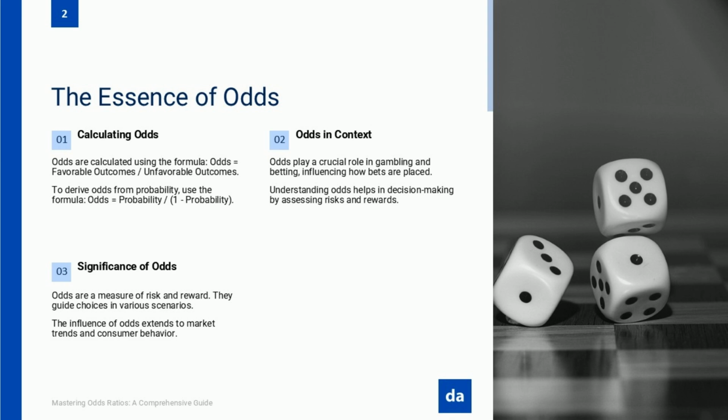While probability measures the likelihood of an event occurring out of all possible outcomes, odds compare the likelihood of an event occurring to the likelihood of it not occurring. To illustrate this, let's consider a simple coin toss. The probability of getting heads is 0.5 or 50%, but what are the odds? To calculate odds, we divide the probability of the event happening by the probability of it not happening. In this case, that's 0.5 divided by 0.5, which equals 1. So the odds of getting heads are 1 to 1, or simply 1. This means that heads and tails are equally likely.